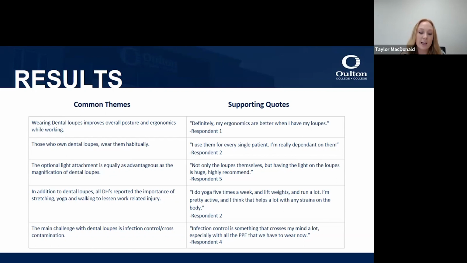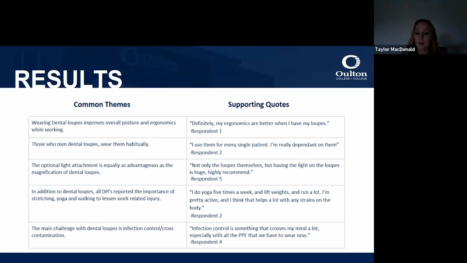Infection control and cross-contamination is a challenge. To quote respondent 4, infection control is something that crosses my mind a lot, especially with all the PPE that we have to wear now.